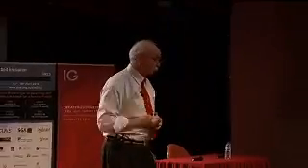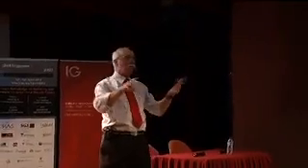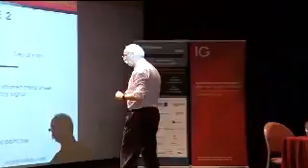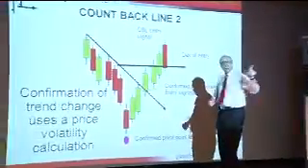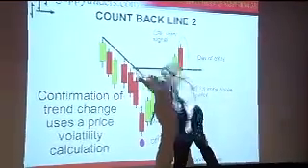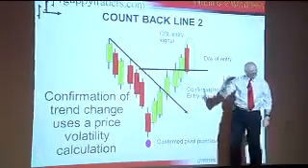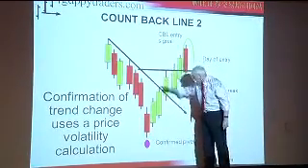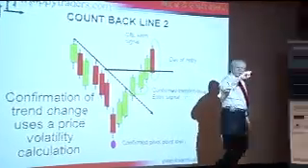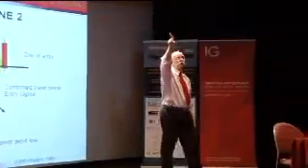How much is abnormal? When do I need to worry? When do my knuckles need to go white on this particular ride? Countback line helps me to do that. So first of all, I've got a downtrend line in place. What I'm looking for is a close above the downtrend line. That's usually a bit of an indication that the trend may be changing.